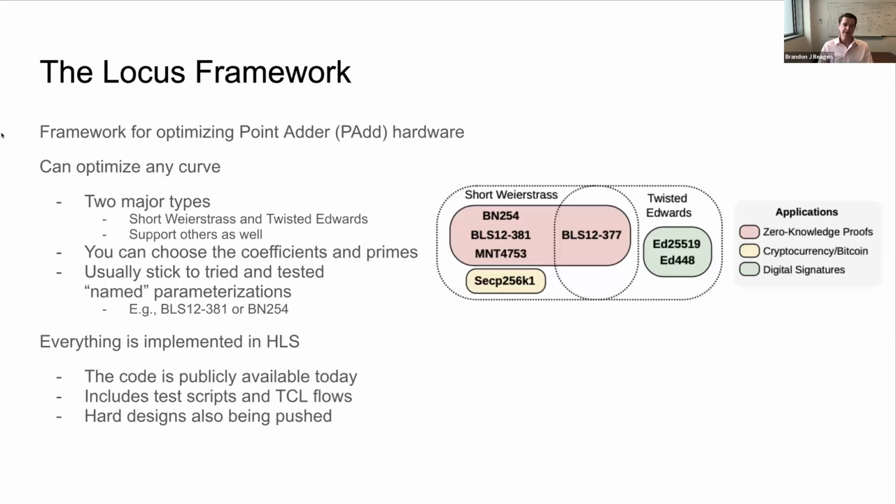We all typically tend to stick to the tried and tested named curves. If you've read ZKP papers, you might have heard of BLS12-381 or BN254. These are really popular ones in ZKP. Those are just natively supported in there. They're really easy to run, but we didn't keep this just for ZKPs. We also support typical curves for cryptocurrency and Bitcoin, and things like twisted Edwards for digital signatures. So it's all in there.